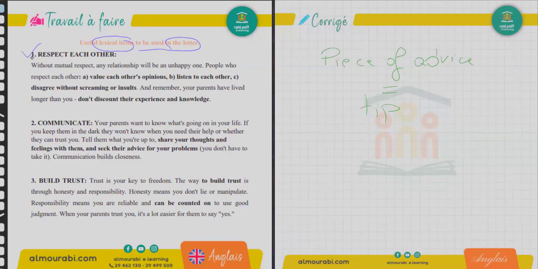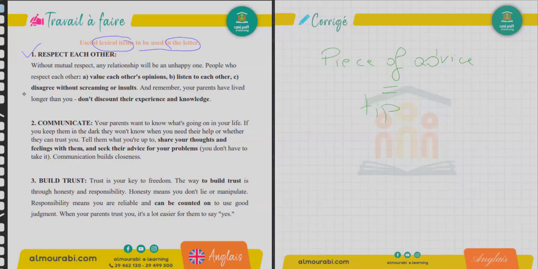Would you read what we mean here by respecting each other? Without mutual respect, any relationship will be an unhappy one. People who respect each other, value each other's opinion, listen to each other, disagree without screaming or insults, and remember your parents have lived longer than you. Don't discount their experience and knowledge. Bien sûr, don't discount their experience. You need to respect. Et c'est très important.